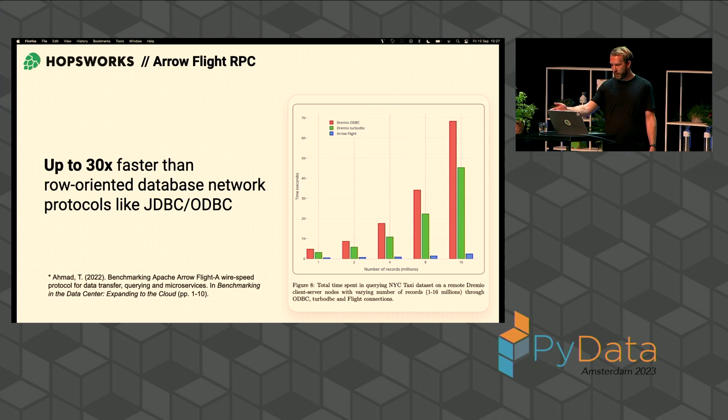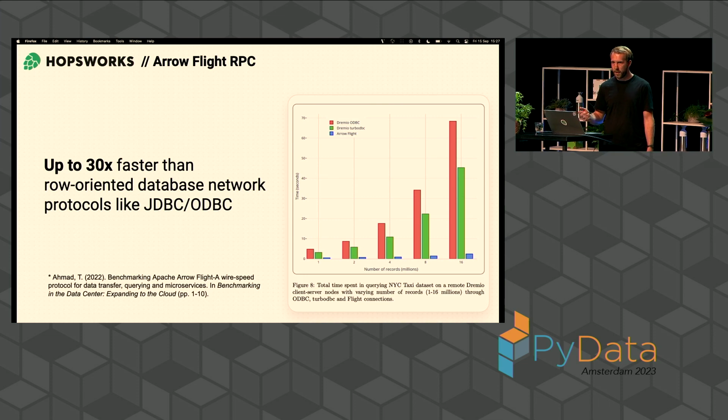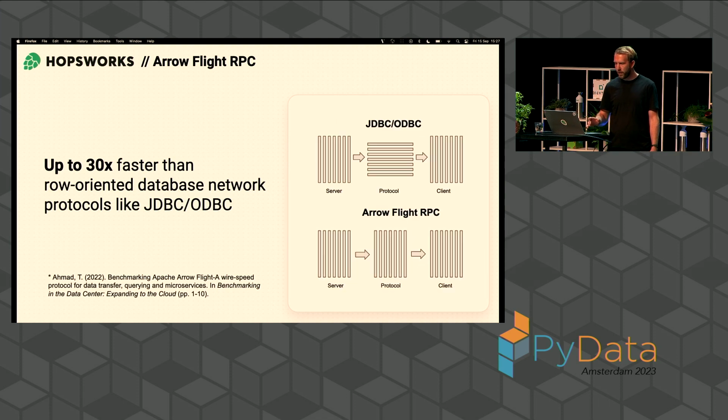This is a benchmark, for example. If you want to transfer 16 million rows from your server to your client, and you use ODBC, that takes 70 seconds. If you use ArrowFlight for this, it only takes a couple of seconds. One of the reasons is that the ArrowFlight protocol doesn't break with the columnar data orientation of Arrow. A row-wise protocol like JDBC adds a lot of overhead, and that's alleviated when you use ArrowFlight.